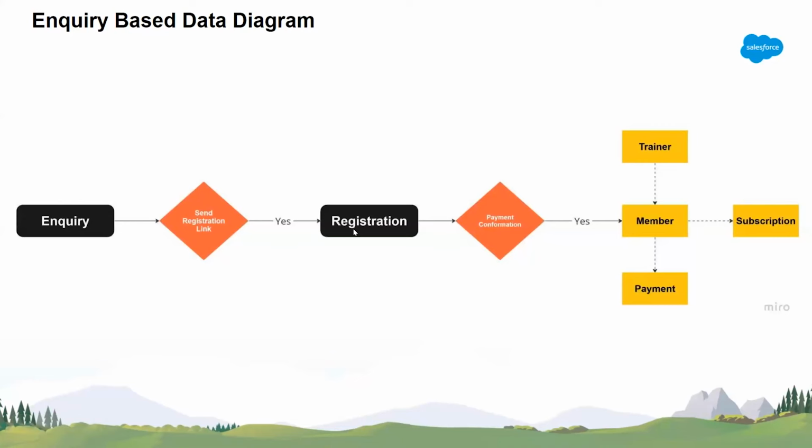Once the registration and the payment confirmation are completed, it will be stored in the backend as a Salesforce object. The customer-related information will be stored in the member object. Once a member is created, the trainer will automatically be assigned. Payment-related information will be stored in the payment object, and subscription-related information will be stored in the subscription object.